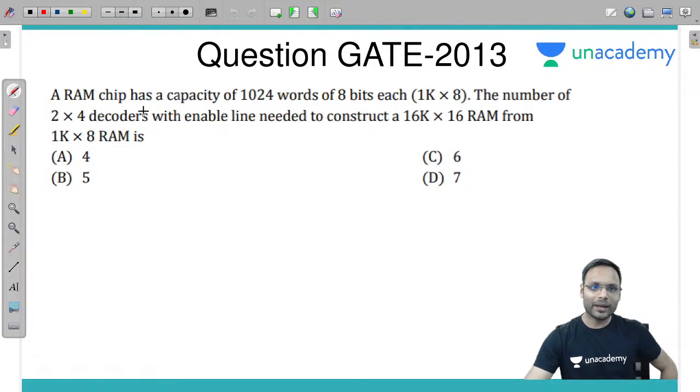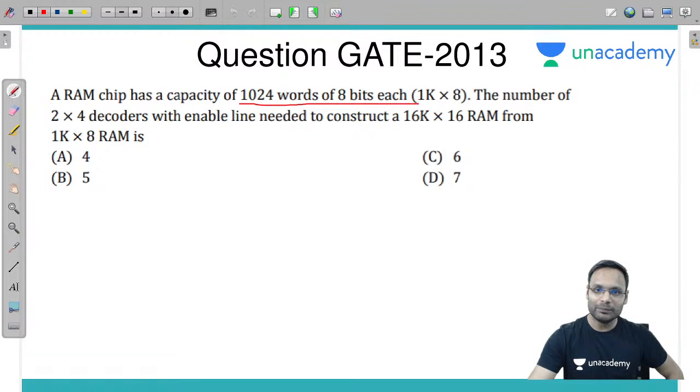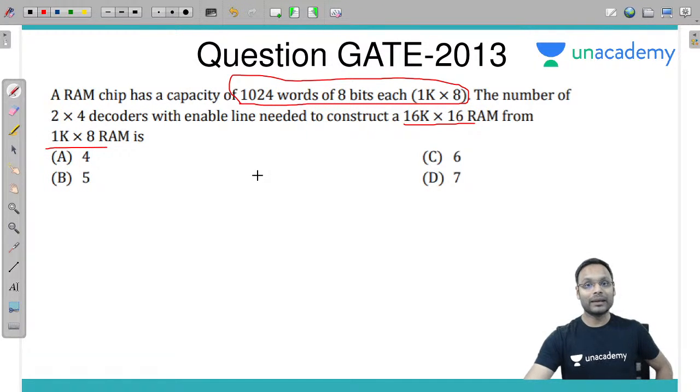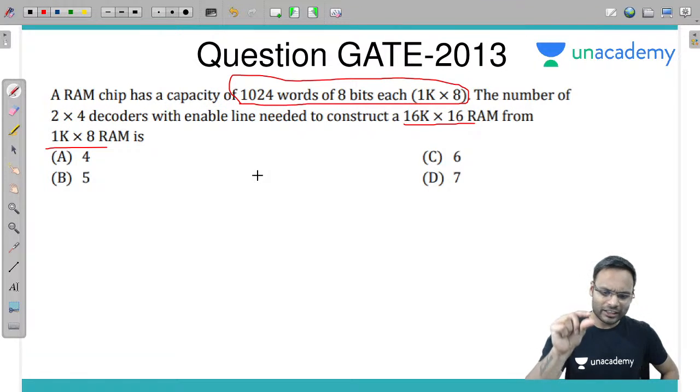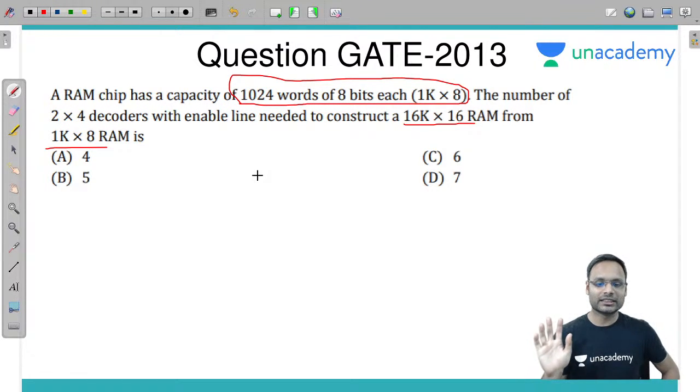A ROM chip has a capacity of 1024 words of 8 bits each. This kind of chip you have 1K cross 8 bits. The number of 2 cross 4 decoders with enable line needed to construct 16K cross 16 RAM from 1K cross 8 RAM is. Now this particular question is having little bit more detailed understanding.